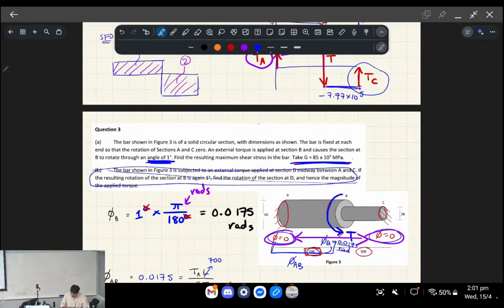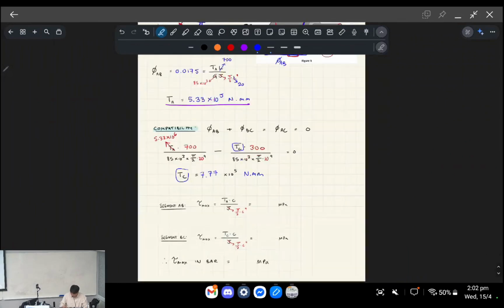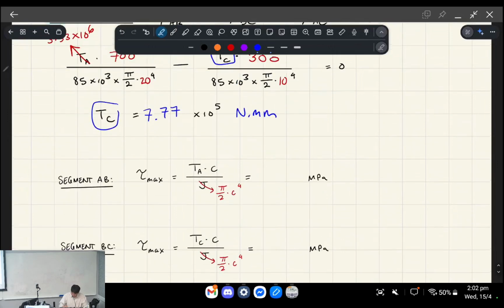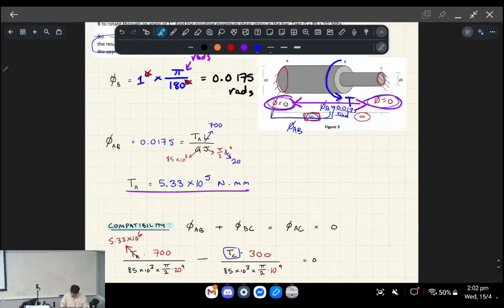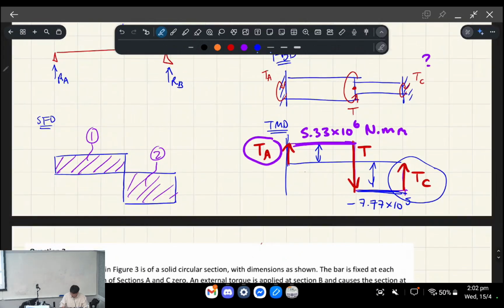Okay. I'll tell you how to answer that later, but I basically want to find the resulting maximum shear stress in the bar. Okay. So basically, at segment AB, we have this much torque, right? And then at section BC, we have this much torque. So it's asking you what's the shear stress here, and then what's the shear stress here, right? So we're going to call that shear stress from A to B, and we'll call this shear stress from B to C.